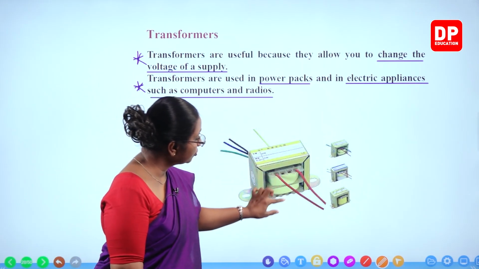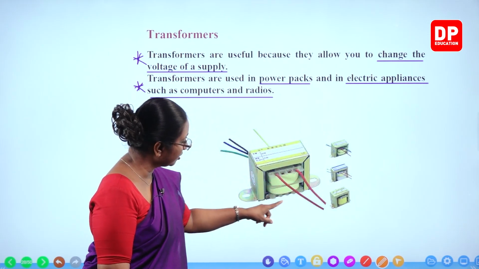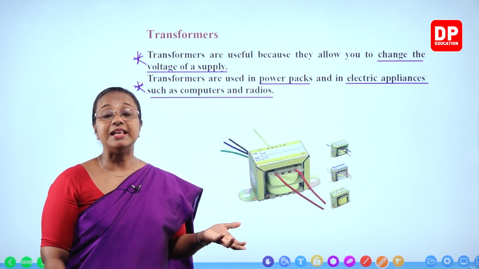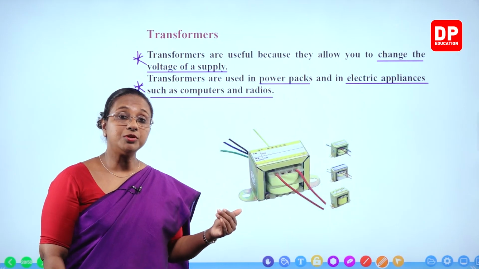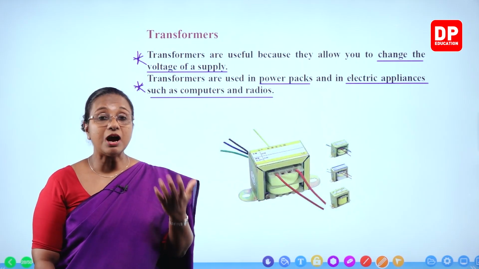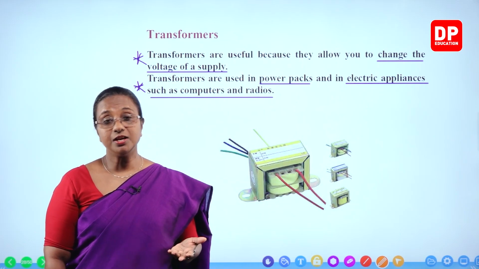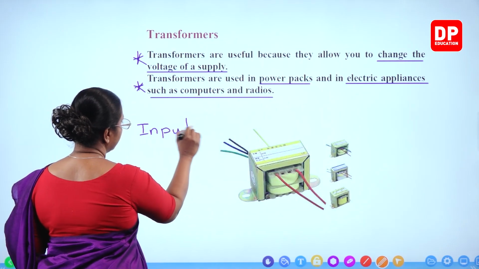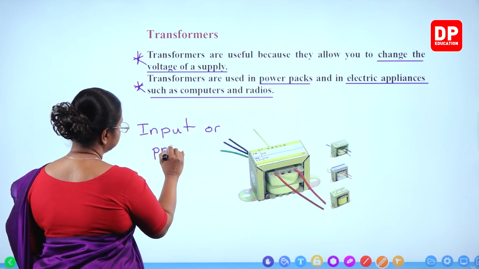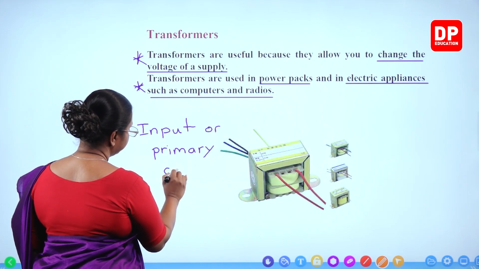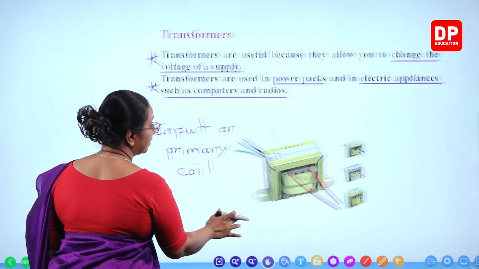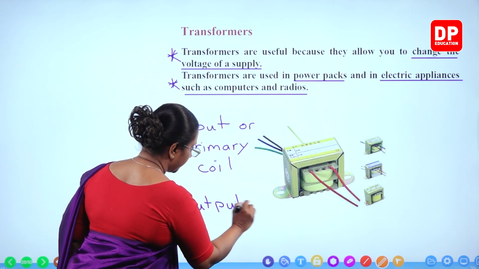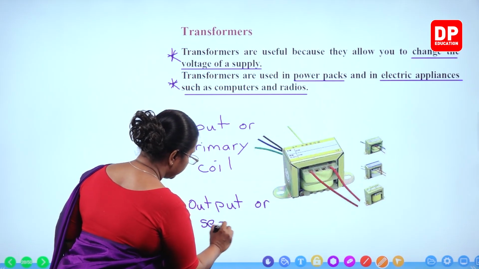For that, we use two coils. Here you can see this is one coil. There is another coil there. So there is an input coil and an output coil. Or the input coil is known as the primary coil and the output coil is known as the secondary coil. So if we have the initial one, input or primary coil, then we have the output or secondary coil.